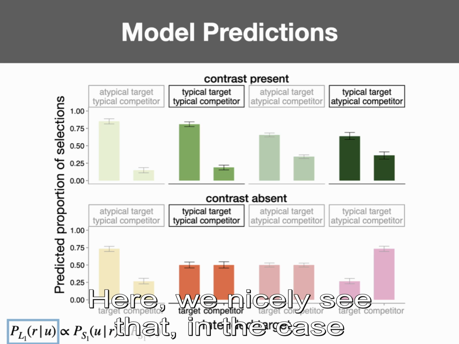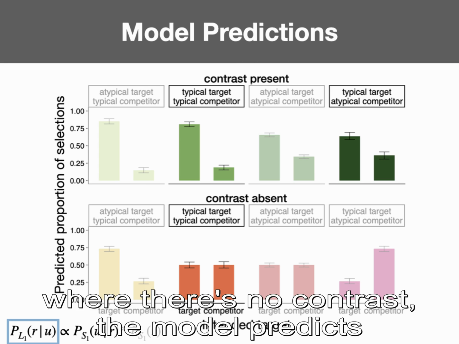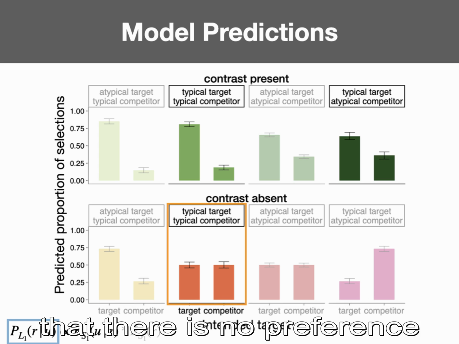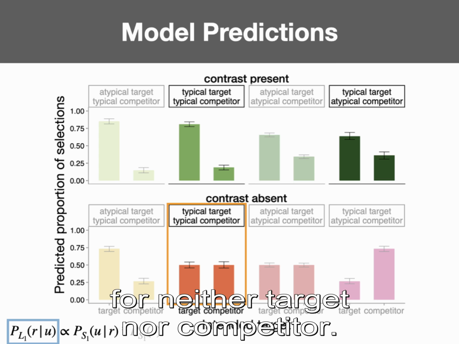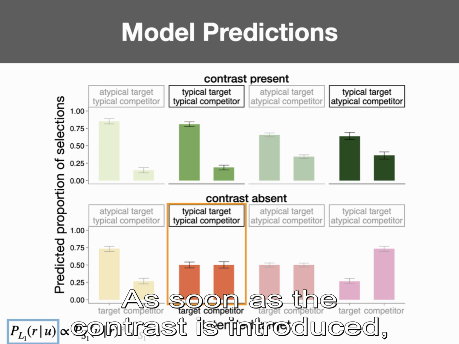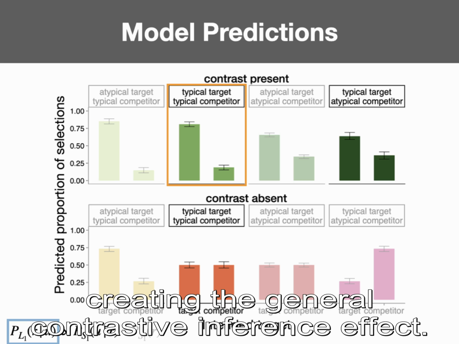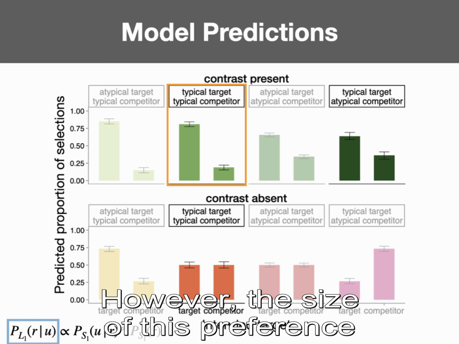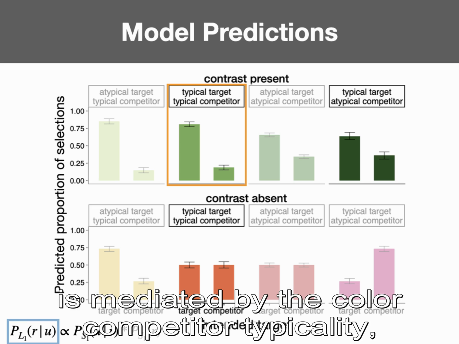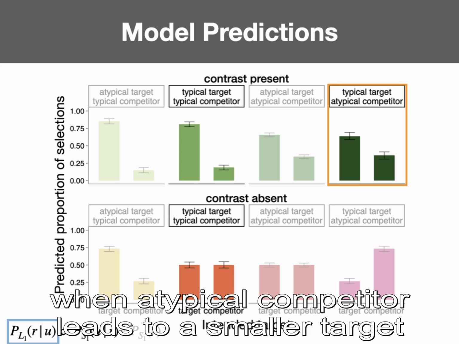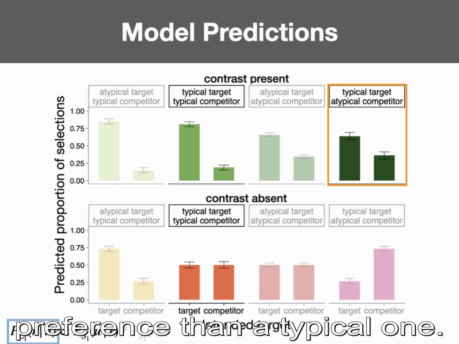Here we nicely see that in the case where there is no contrast, the model predicts that there is no preference for neither target nor competitor. As soon as a contrast is introduced, the model predicts a target preference over the competitor, creating the general contrastive inference effect. However, the size of this preference is mediated by the color competitor typicality, where an atypical competitor leads to a smaller target preference than a typical one.